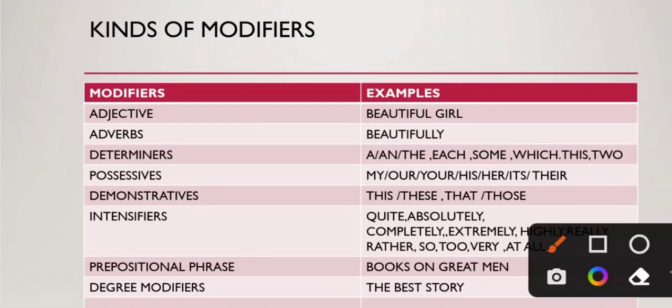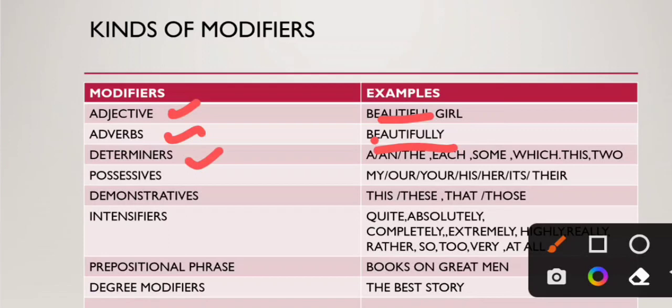Kinds of modifiers. The simplest forms of modifiers are adjectives and adverbs. Adjective, see the example, beautiful girl. What kind of girl? Beautiful girl. So beautiful is a modifier. Or adverb: he does his work beautifully, or she does her work beautifully.